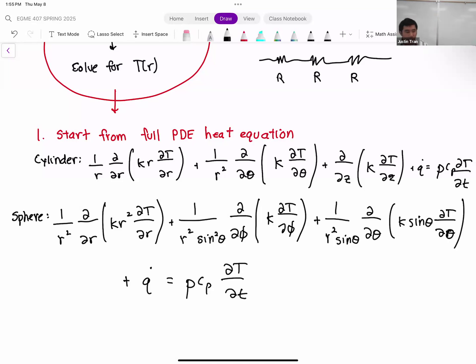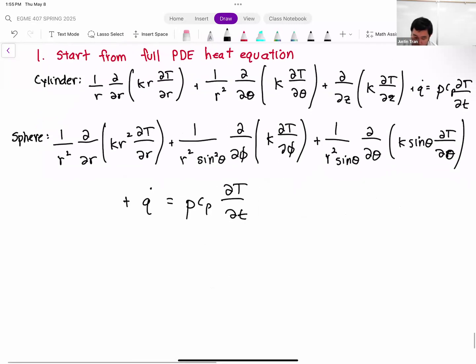Now, these look intimidating, I know, but remember, we're not actually solving the whole thing because we're going to cancel out a lot of these terms due to our assumptions. But it's good to start from the whole thing so that when you list out your assumptions, you know what terms you're going to cancel and why. So yeah, these equations I would definitely have in your notes.